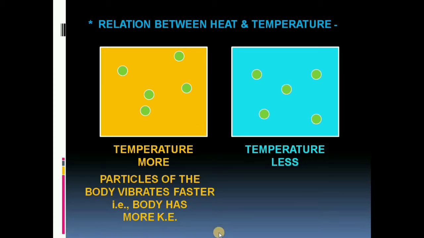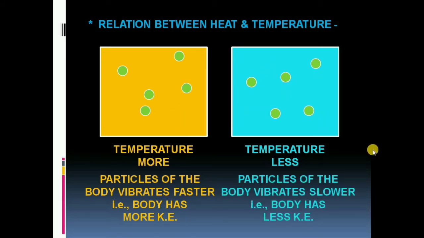Now cold bodies also have molecules or particles, so they also vibrate, but in case of cold bodies, they vibrate slowly or slower than the particles vibrating in the hot body. So if the particles of the body vibrate slower, that body will have less kinetic energy. So less kinetic energy means the body will have less amount of heat energy. So as heat energy and kinetic energy, they are directly proportional.